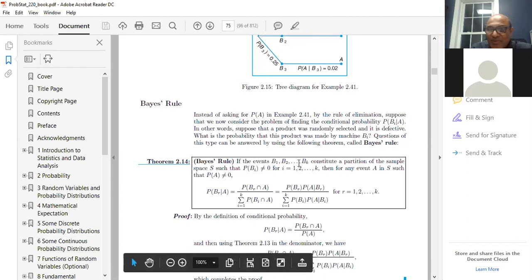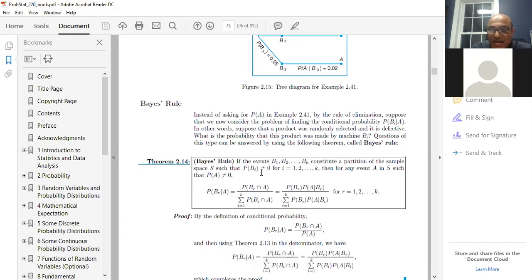If B1, B2, B3, up to Bk constitute a partition of the sample space S, with the probability of Bi not equal to 0 for all i equal to 1, 2, 3 up to k, then for any event A in S, the probability of A is not equal to 0. Look at here, the probability of A is not equal to 0, that is now given to you because the product is already defective.